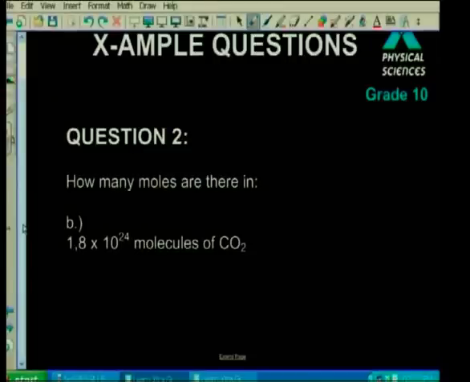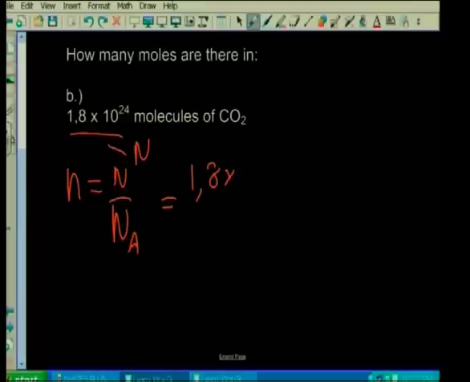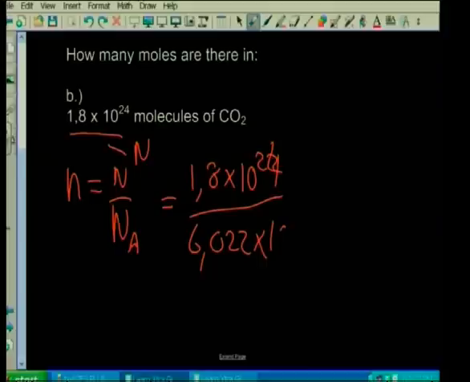We're told in the next question that we are given 1,8 times 10 to the 24 molecules of CO2. Now, if we're given that number of molecules of CO2, let's do some calculations about the number of moles. First of all, number of moles is equal to the number divided by Avogadro's number. The number was 1,8 times 10 to the 24 divided by 6,022 times 10 to the 23.